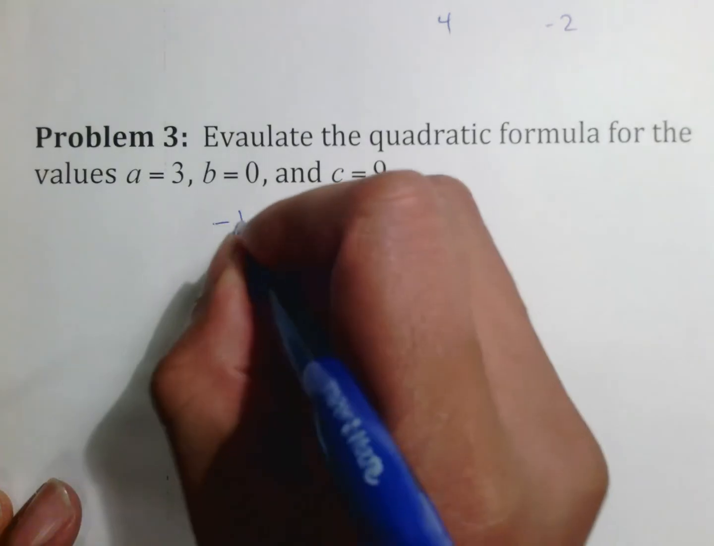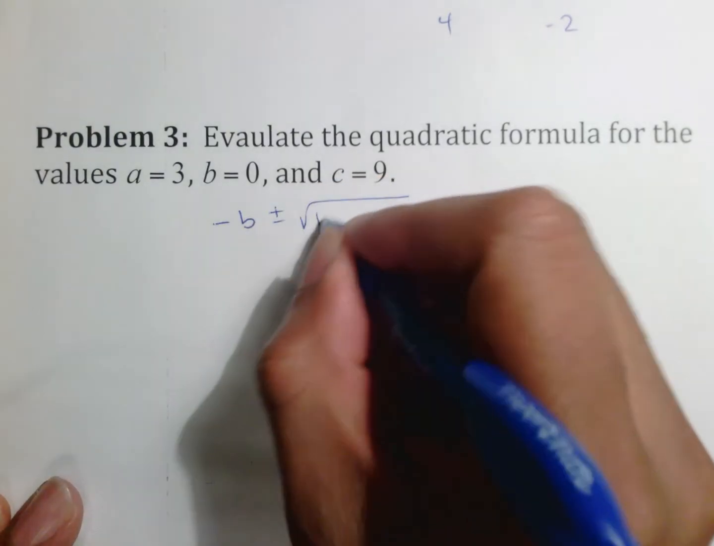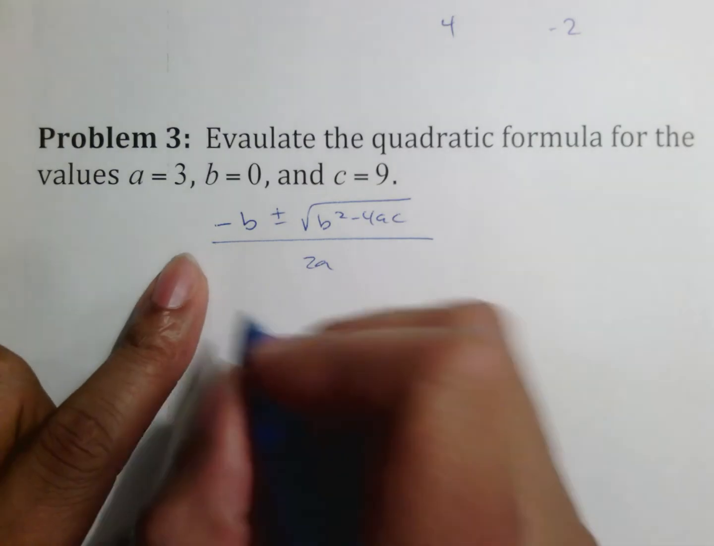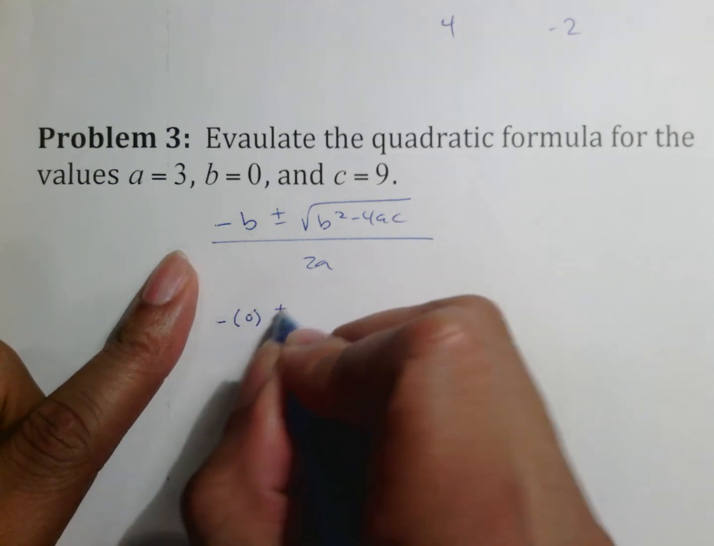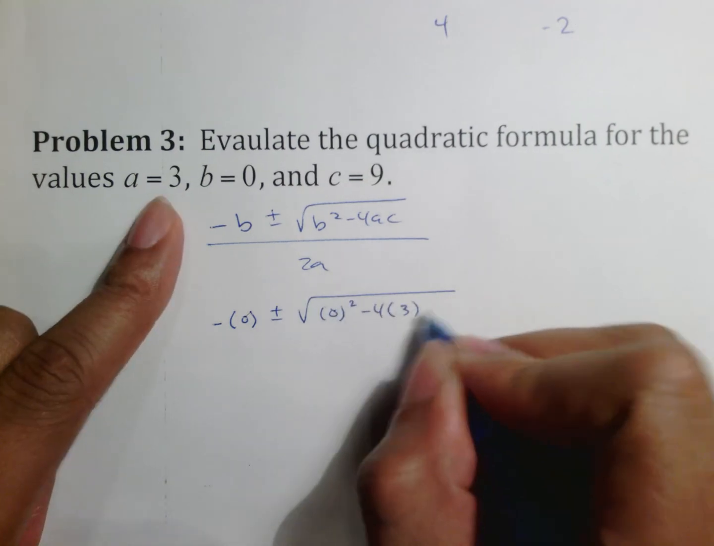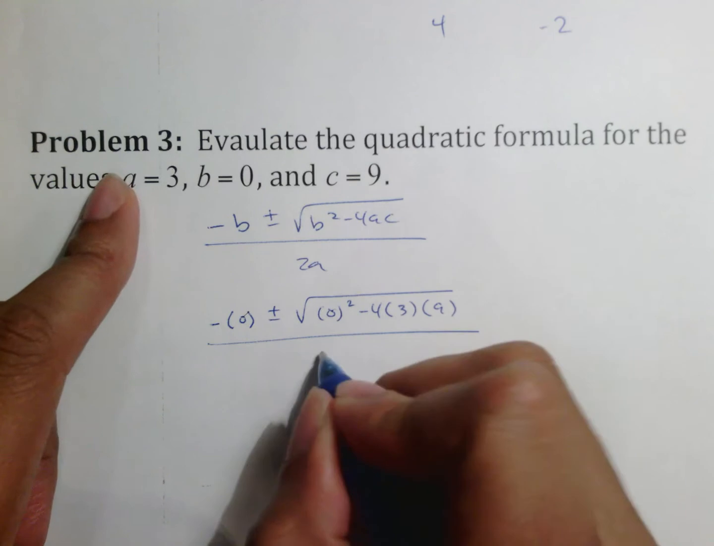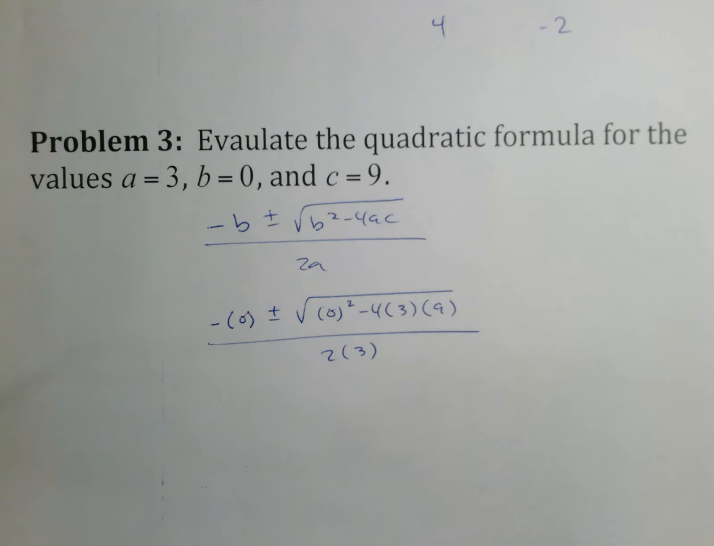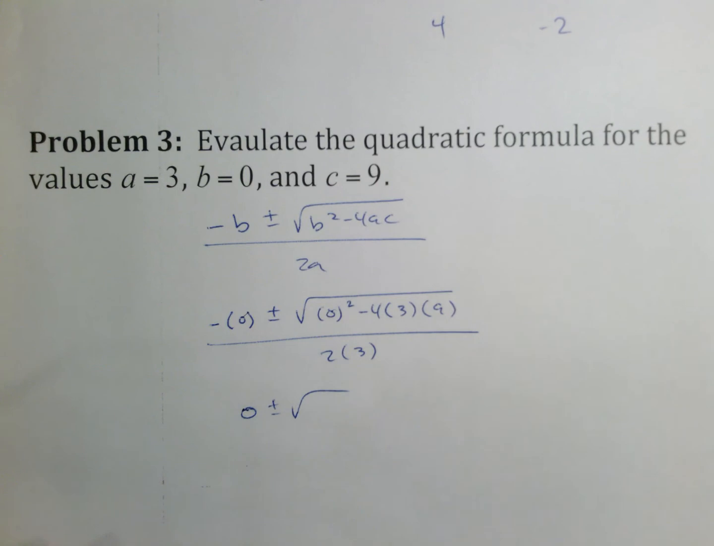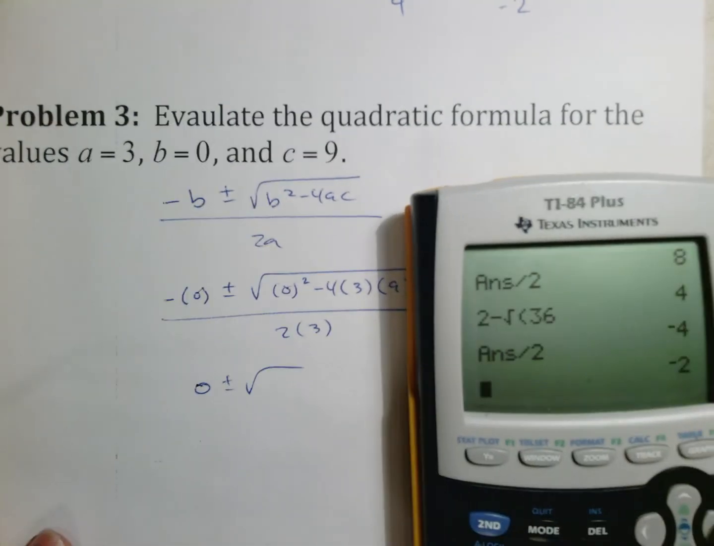Again, write the formula first. Negative b plus or minus square root of b squared minus 4ac all over 2a. Substitute with parentheses. Negative parentheses 0 plus or minus square root of 0 squared minus 4, 3, 9 all over 2 times 3. Simplify your three zones. That's 0 plus or minus square root of, well, again, type in exactly what's in there. 0 squared minus 4, 3, 9.